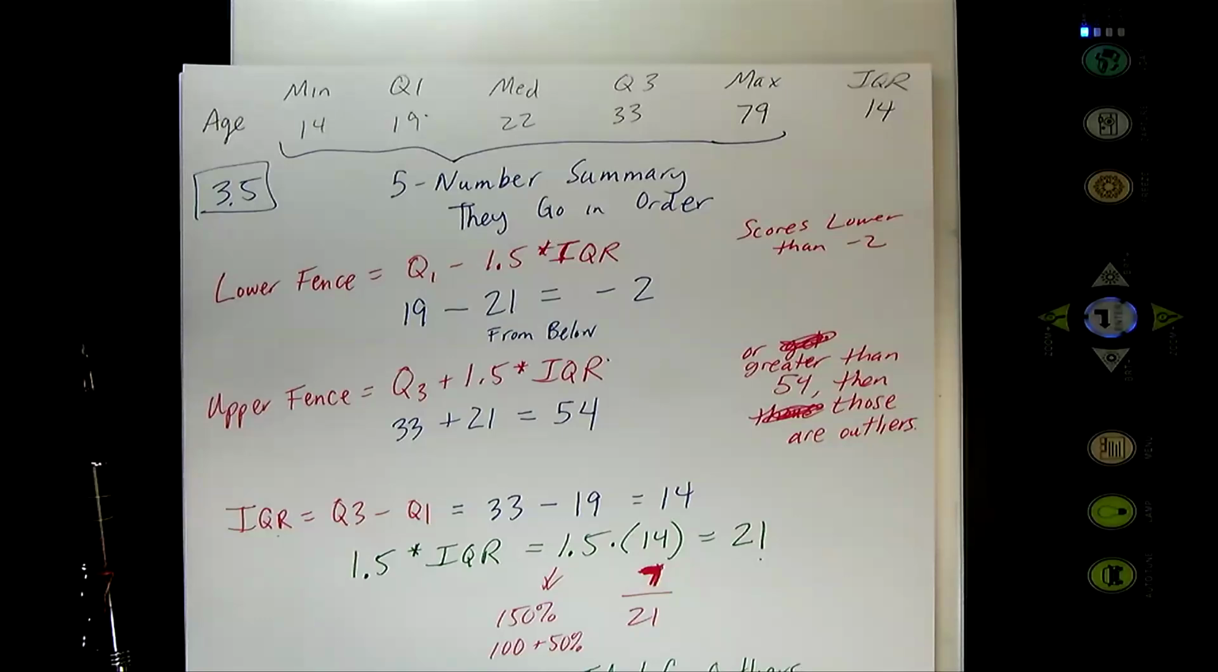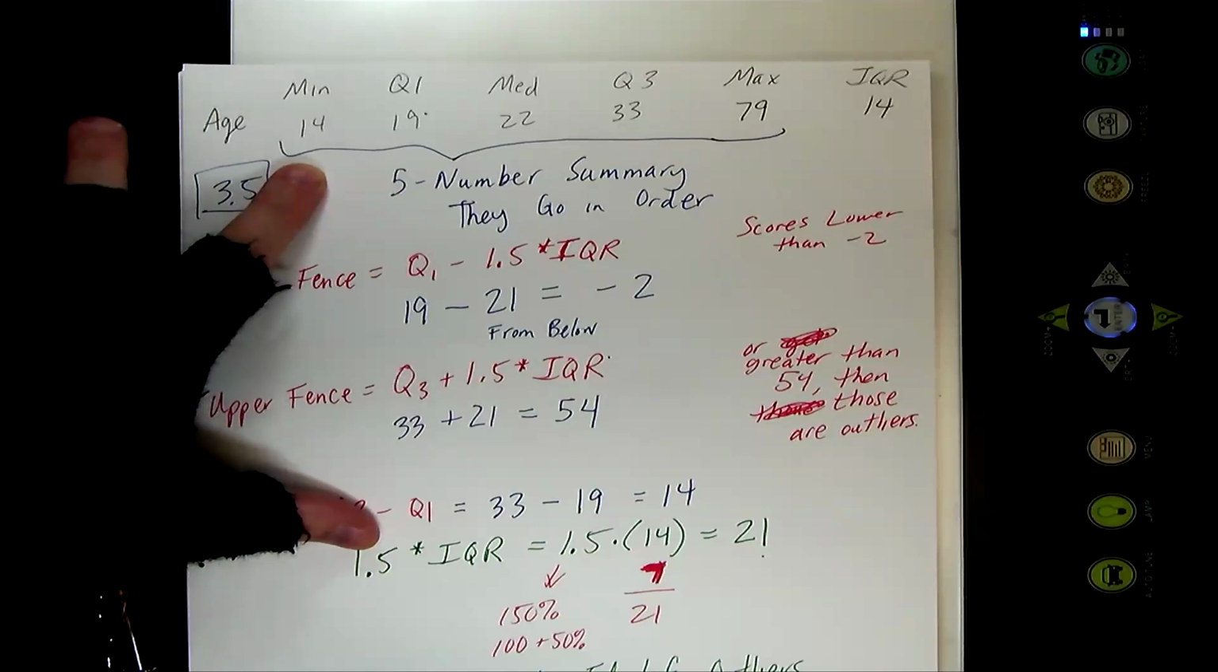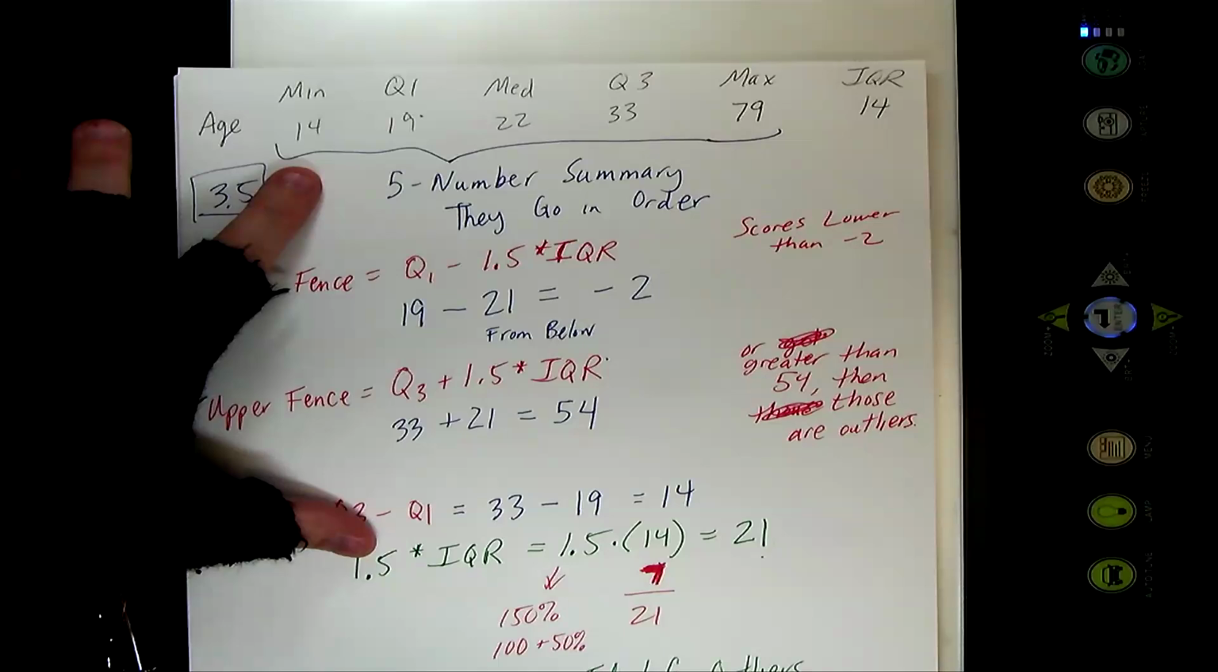You can figure this out without looking at a picture, because you have the minimum score and the maximum score. The minimum score was 14. Is 14 less than -2? No. 14 is positive, -2 is negative, 14 is bigger than -2. There are no outliers to the left.